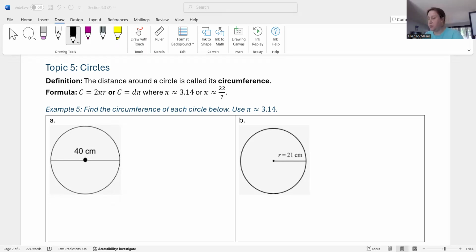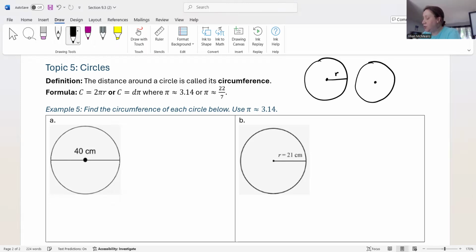of a circle. So remember, if we have a circle, from the center to any point on the edge, we have the radius. And if we have a circle, through the center all the way across the circle is the diameter. What we really need to know is that the radius is half the diameter and the diameter is twice the radius. We need to remember that.